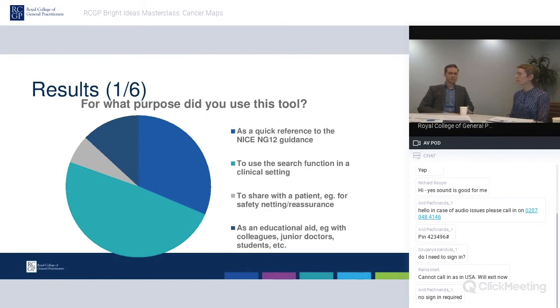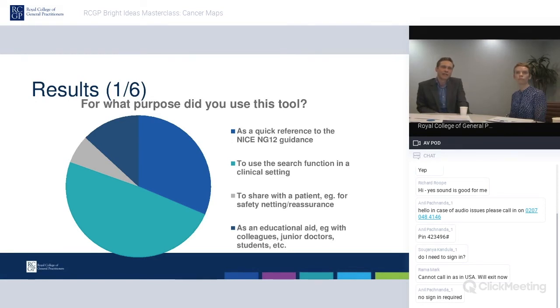And we found that most uses were for the clinical setting. I think that's 49%, the light blue color at the bottom, was to use the search function that we saw in the tutorial earlier. The next shade of blue is the quick reference guide, so they're just looking up maybe an age range on NG12. The darker blue, it was an educational aid, I think 13% on that, to teach, and then the grey is to use with patients.